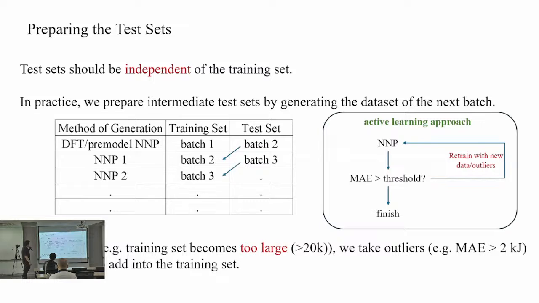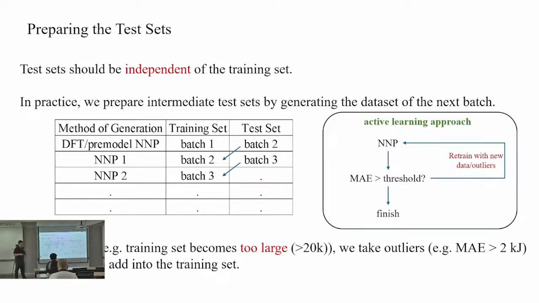Of course, if we do training, we also need to test. So we prepare different batches, and each batch maximizes the structural diversity. For example, if we don't have any NNP or we just have a pre-model NNP, the training set would be from batch 1. Then we run the same process to create batch 2. Essentially, we have two sets of data: one used as the training, and the other for testing. We test the model that we have trained on this batch.